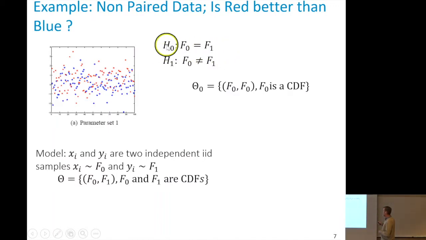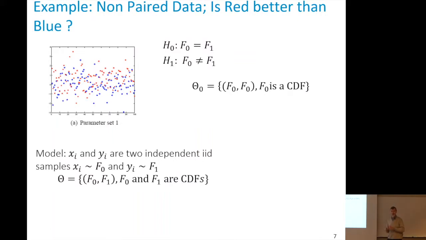Here, one way to pose the test is to say, I assume that the data, the two sets I have, X and Y, are two independent IID samples. Each one is IID. The two are independent, but they are not from the same distribution. The first one comes from a distribution F0, and the second comes from a distribution F1. So that's the general model. And then the null hypothesis says they come from the same distribution, and the alternative hypothesis means the distributions are different.